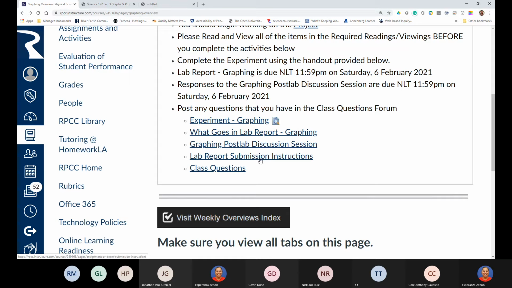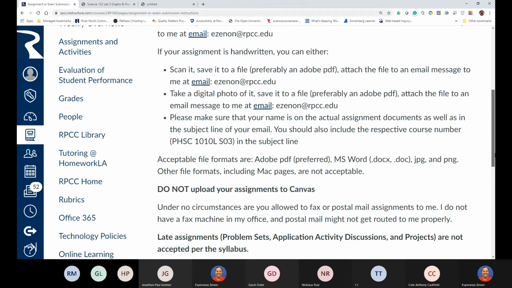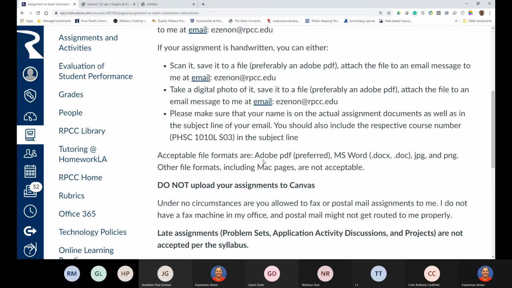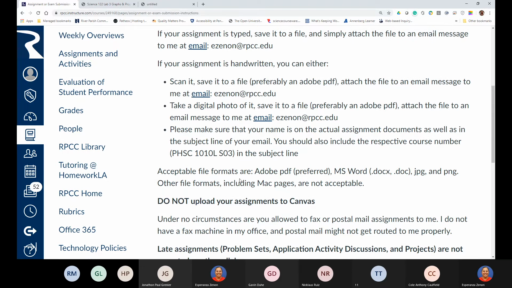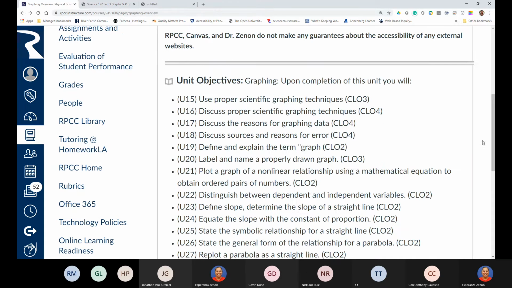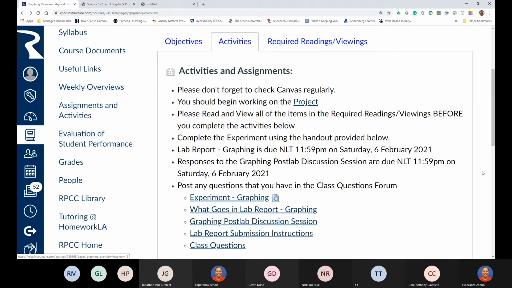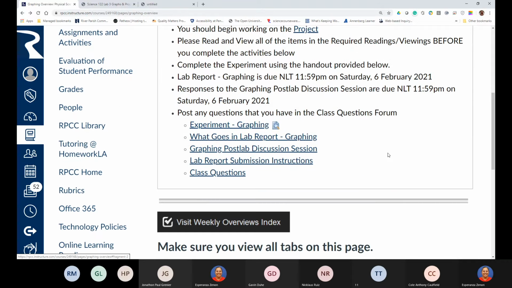I give you instructions on how to turn the lab report in. Please pay attention to this, because I'm still getting students that are sending me things in the wrong file format. I'm getting Pages files. I'm getting HEIC files. I don't even know what that is, but I get a bunch of them. All kinds of formats that I can't do anything with. So please follow the acceptable formats that I provided to you here, so that when you turn in your work, I don't have to email you back and say, I can't open this, please redo it and resend it.